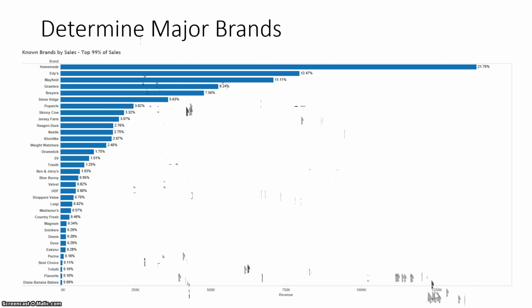Here's a visualization for us to see what the major brands are that we want to look at. Here we can see that Homemade, Edie's, Mayfield, Graeter's, Breyers, and Stone Ridge are the 6 major players in our store. As such, they're the 6 brands we want to focus on when making our evaluations in order to make sure that we're not overwhelmed with data. And they're also the suppliers that we want to focus on making better relationships with.